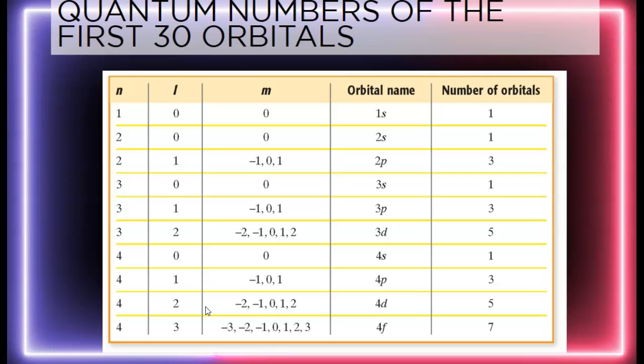But here are the names of all the orbitals: 1s, 2s, 2p, 3s. It goes main energy level, followed by the sublevel. And then every s orbital has 1, every p orbital has 3, every d orbital has 5, meaning d sublevels can hold 10 electrons, s can hold 2 electrons, p can hold 6, and then f can actually hold 14 electrons. So keep that in mind.